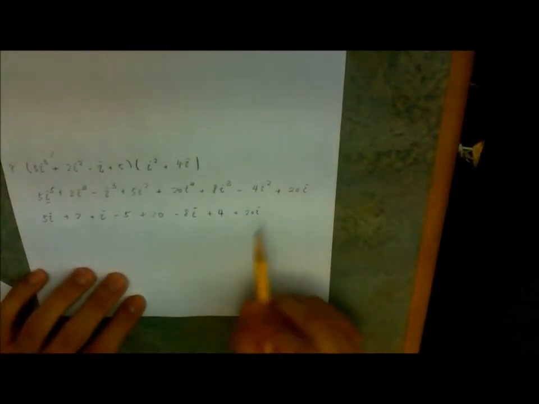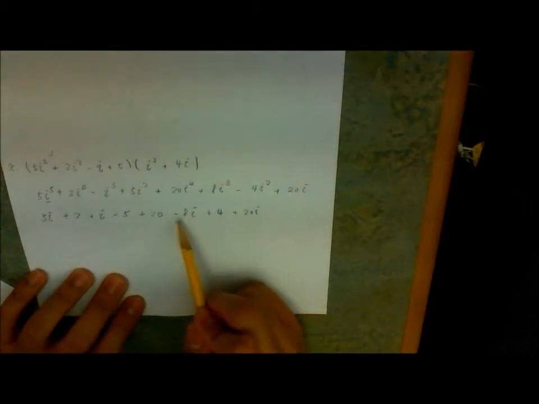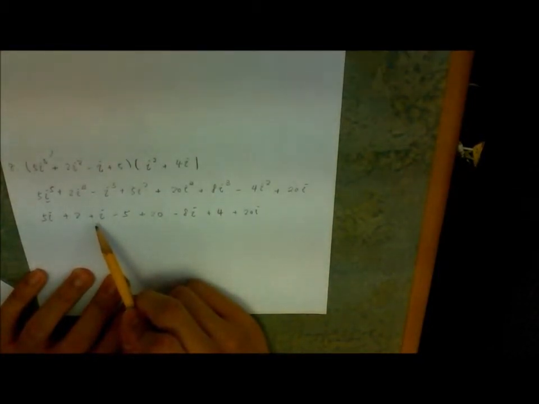Which you can't simplify. And now you combine like terms. You have 5i plus i minus 8i plus 20i. So that would be 5 plus 1 minus 8 plus 20, 18i.